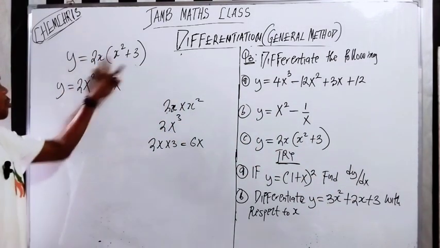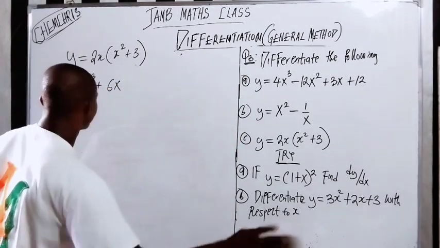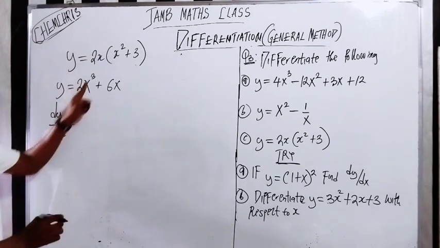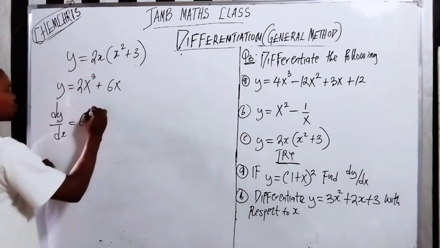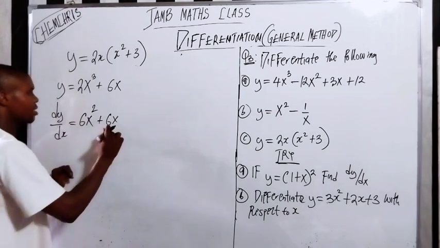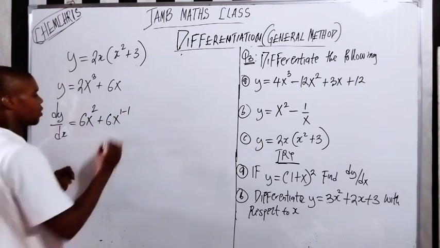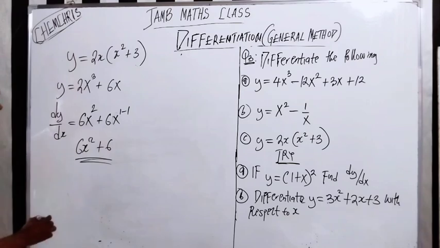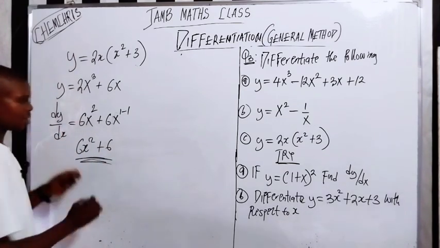So now that I have opened the bracket, let's start differentiating it. dy over dx equals, remember, 3 times 2, which is 6x raised to 3 minus 1, which is 2. Plus here we have 1 times 6, which is 6 times x raised to 1 minus 1. So it's going to be 6x squared plus 6. So the answer is 6x squared plus 6. That is the answer here.